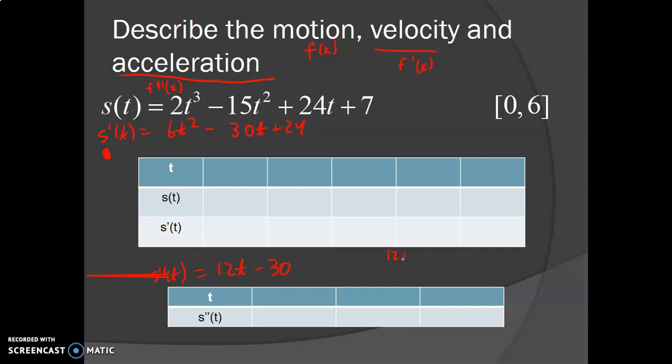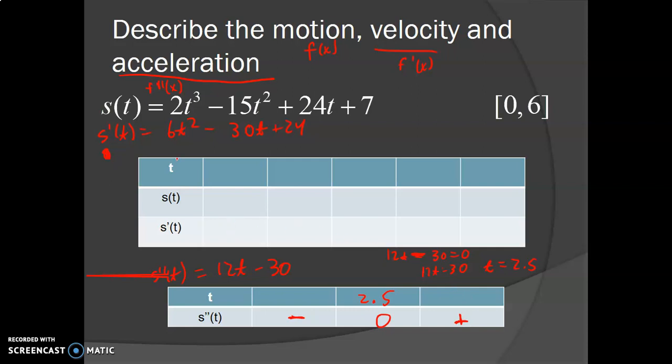Now, let's start with the second derivative. If we set 12t minus 30 equal to 0, 12t equals 30, t equals 2.5. So that's the only value that I need to put into this table, because the second derivative is 0 when t is 2.5. If I put in a number less than 2.5, I'm going to get a negative. If I put in a number greater than 2.5, I'm going to get a positive value.